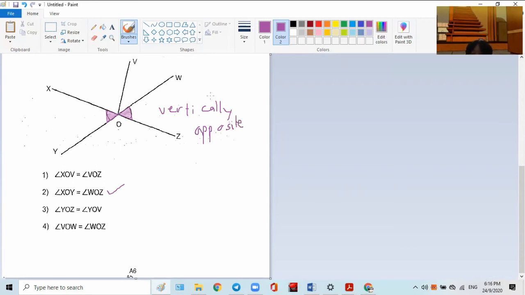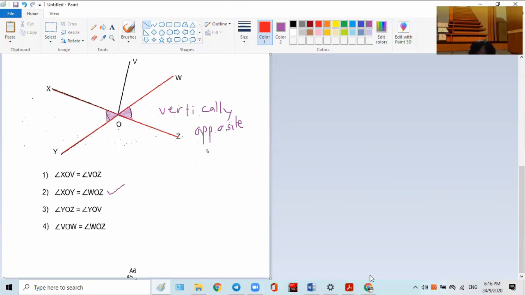Get it? Julia, understand? Do you know why the answer is number 2? It says from X to O to Y, that means referring to that purple angle there, is equal to W to O to Z, whatever, that is the same angle we're talking about. Get it? All right.